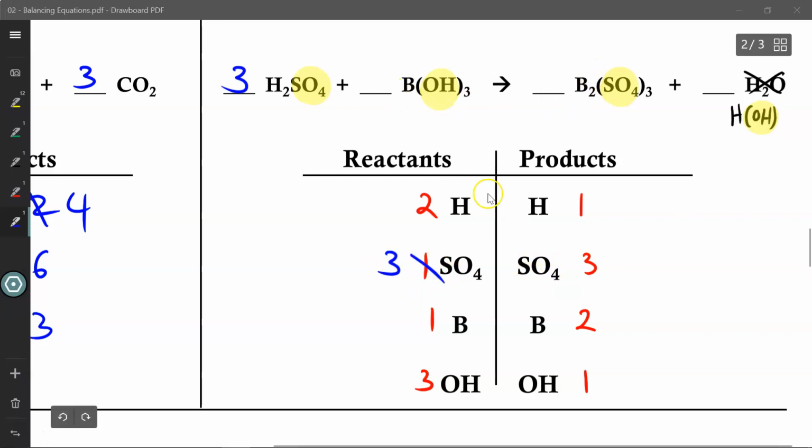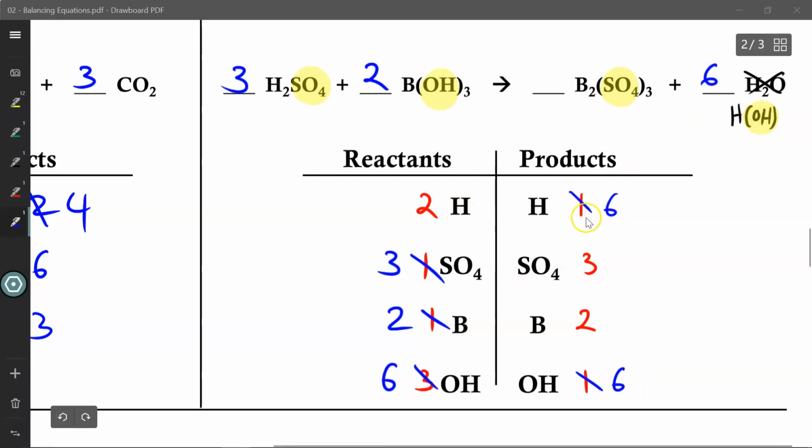Let's look at the borons now. I have a 1 and a 2. Obviously I can't play with the subscript, so I'm going to play on this side instead. By putting a 2 here, I now have 2 borons. But don't forget this coefficient also affects the hydroxide, and now I have 6 of them. So the sulfates are balanced, the borons are balanced, but the hydroxides are not. I have 6 on this side, only 1 on this side, so let's put a number in front over here. Now I've got 6 hydroxides, so let's recalculate. But don't forget you also have 6 hydrogens as well.